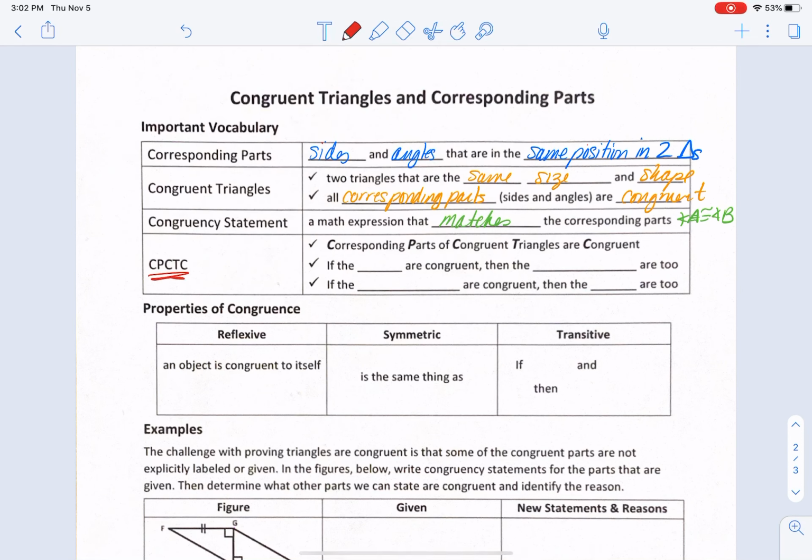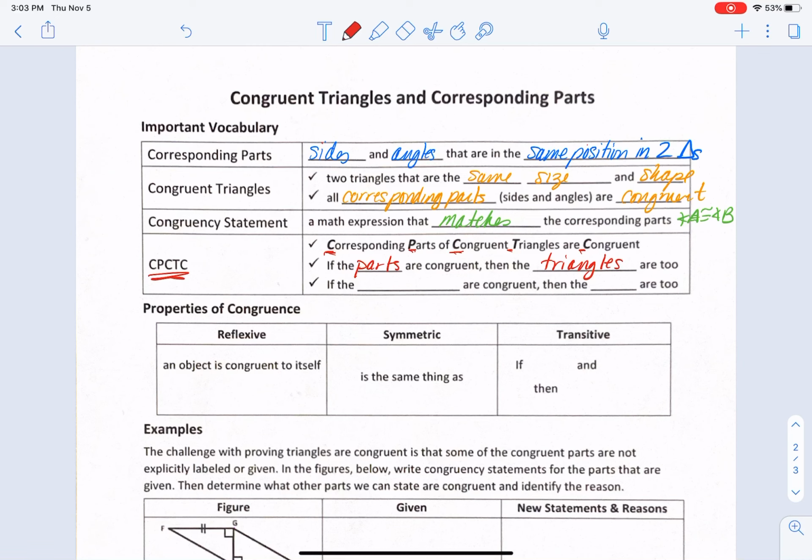CPCTC is a short abbreviation for corresponding parts of congruent triangles are congruent. What that means is if the parts are congruent, so if you can identify that all 6 parts, 3 sides and 3 angles, are congruent, then you've proved the triangles are congruent.